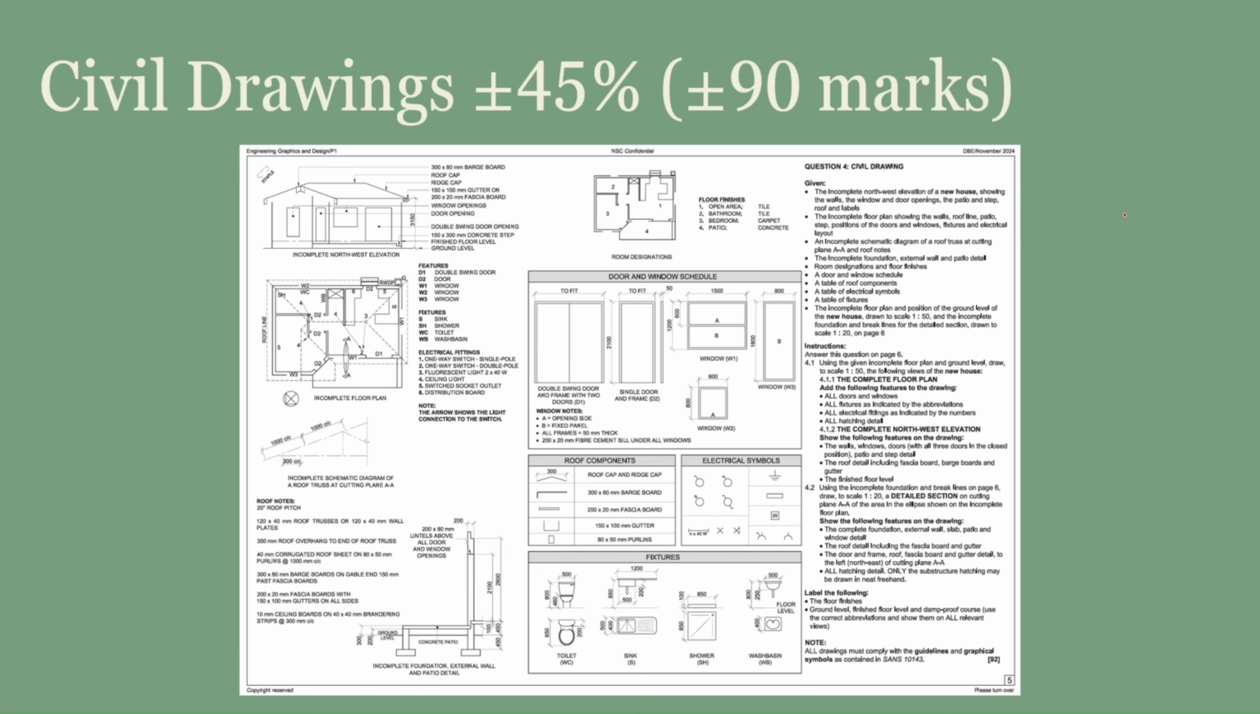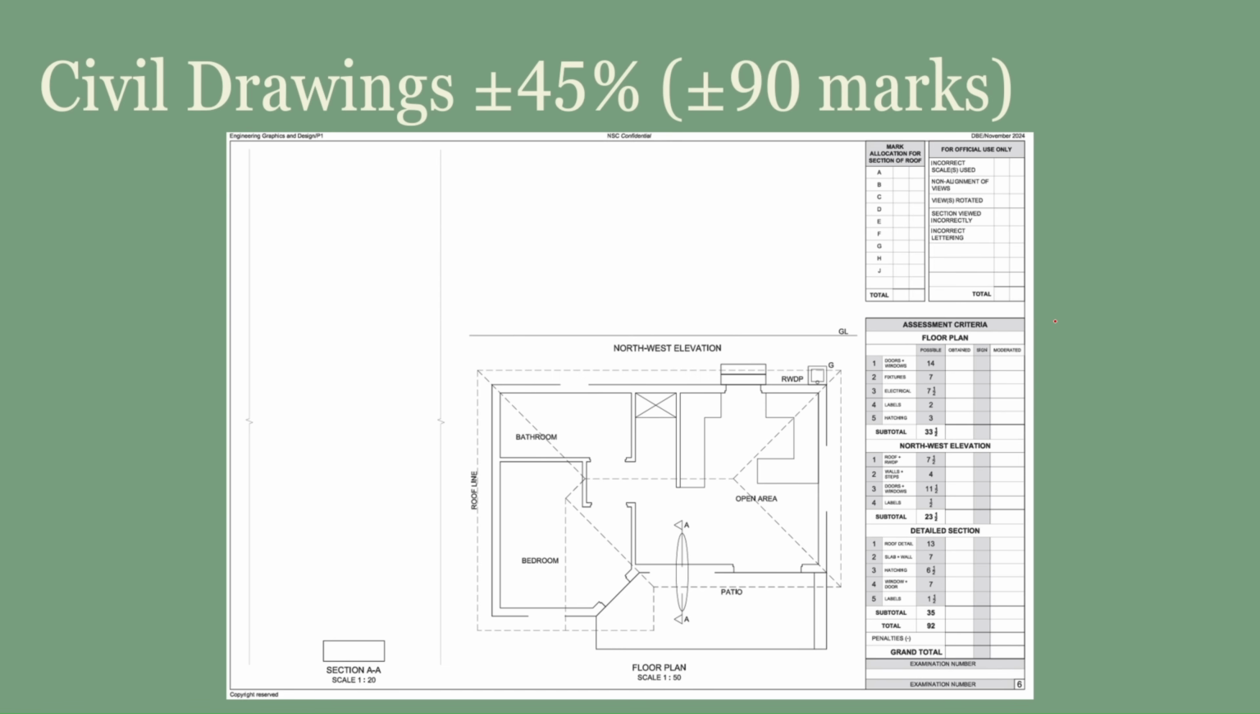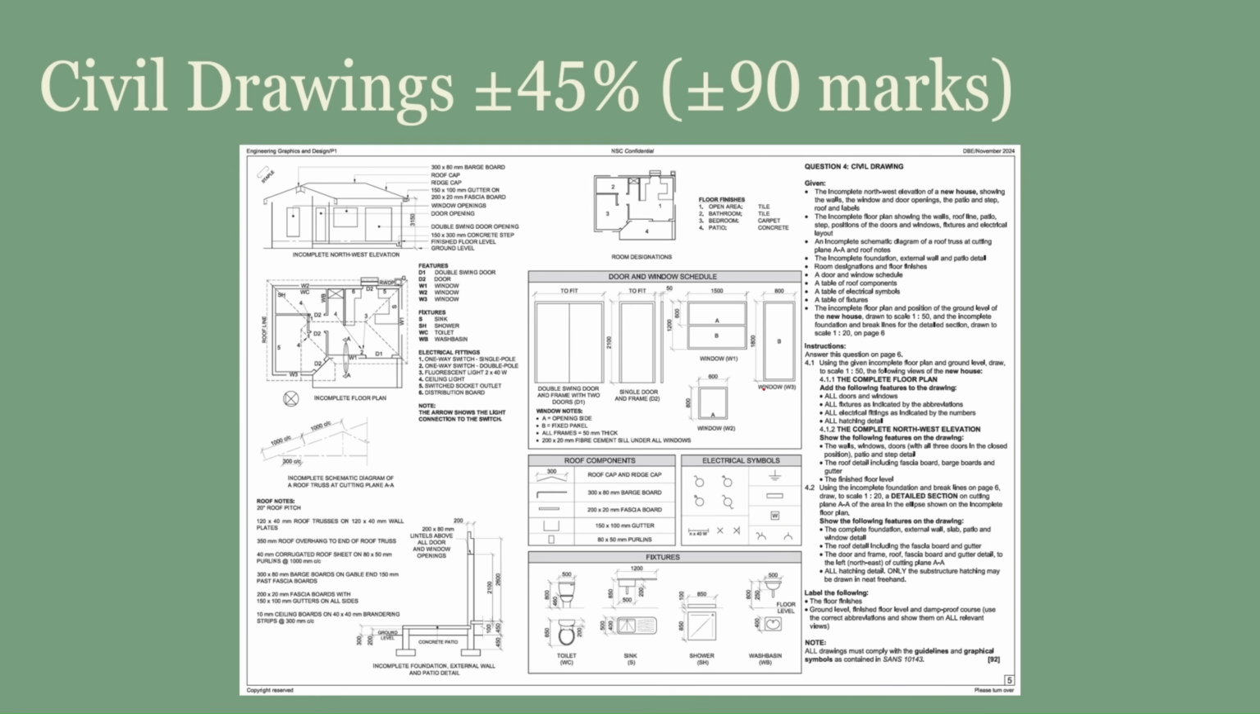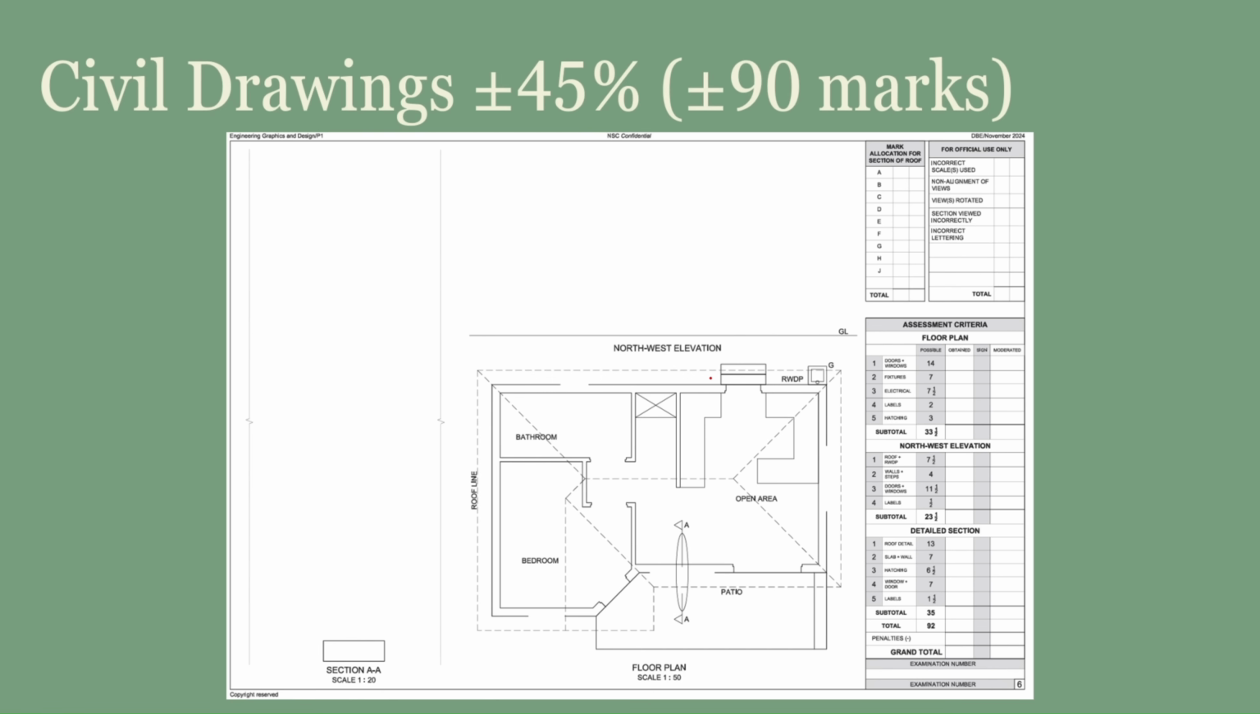Now, question 4 is going to be your civil drawing, which is going to consist of a floor plan, an elevation, and a sectional view. There's going to be 2 pages. The first page is the information, and the second page is going to be the page where you need to do the drawings on. We're going to look at the first page and also the second page.